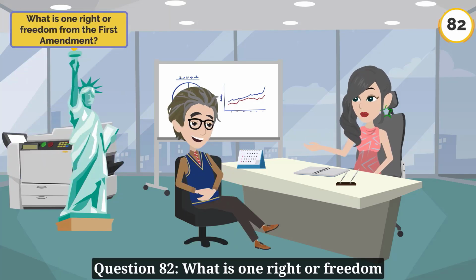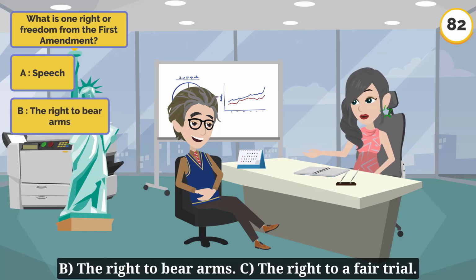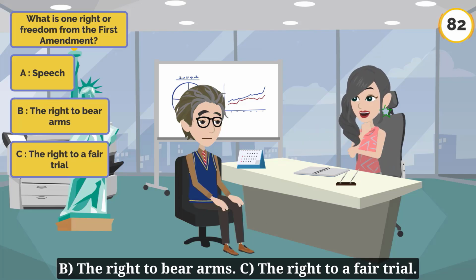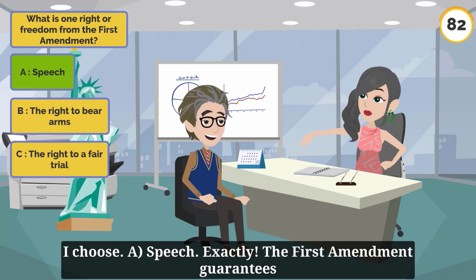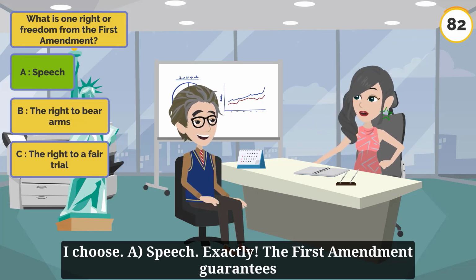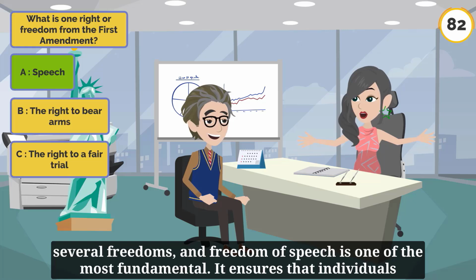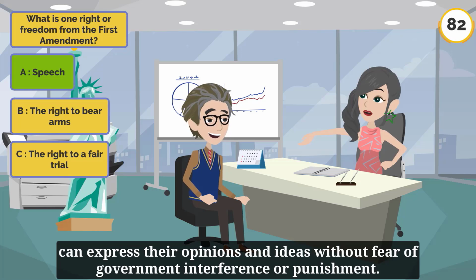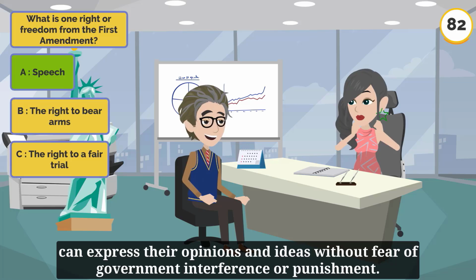Question 82. What is one right or freedom from the First Amendment? A. Speech. B. The right to bear arms. C. The right to a fair trial. I choose A. Speech. Exactly. The First Amendment guarantees several freedoms, and freedom of speech is one of the most fundamental. It ensures that individuals can express their opinions and ideas without fear of government interference or punishment.